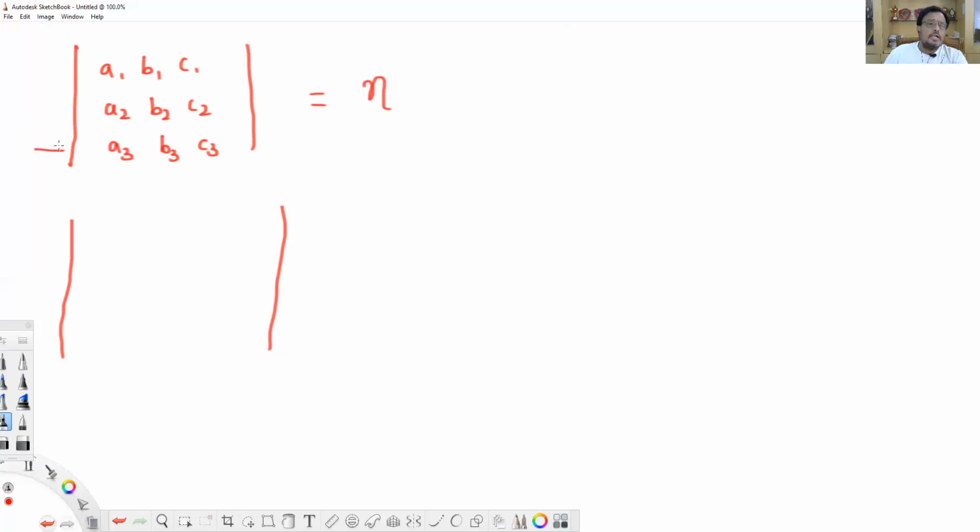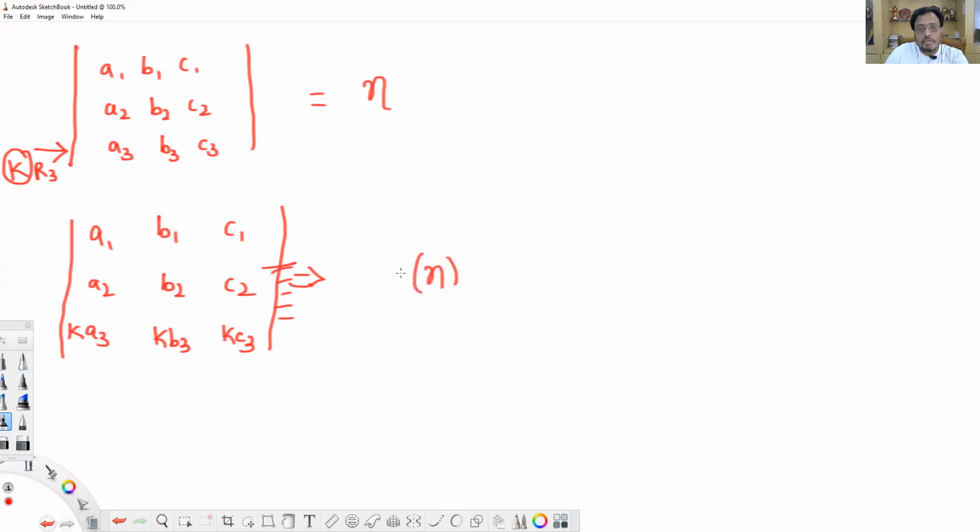So suppose in R3, I am going to multiply the constant K times R3. Every element: A1, B1, C1, A2, B2, C2, KA3, KB3, and KC3. Then the value of this determinant will be what? The value of the previous determinant, the first determinant, has to be multiplied by that constant K. This is how the property may be asked in the examination.